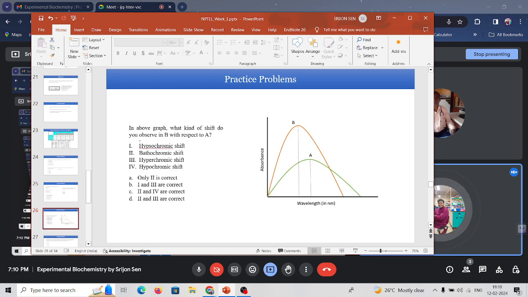Coming to the next question. In the above graph, what kind of shift do you observe in B with respect to A?